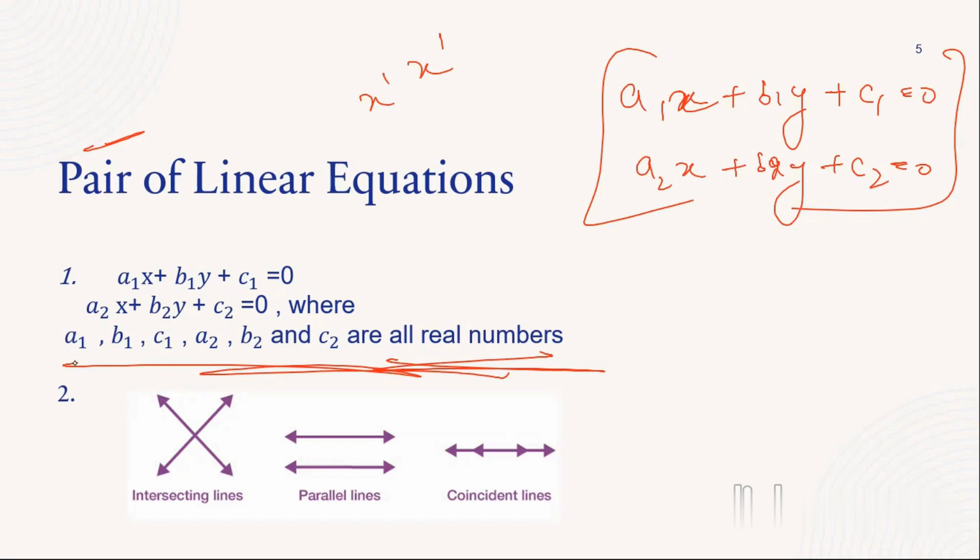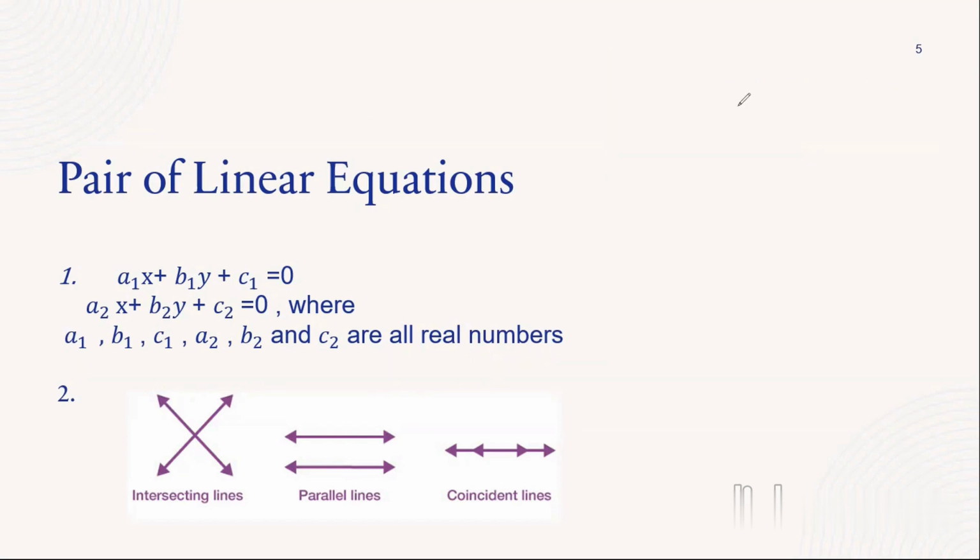Now moving towards the next part. So this is the pair of linear equations. Moving towards how you solve them. You have two methods. One is the elimination method, and one is the substitution method. So only two methods are there.